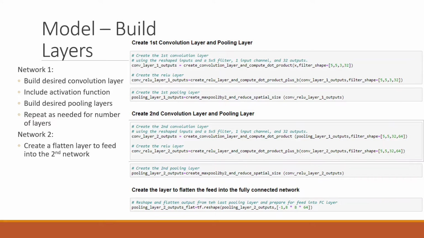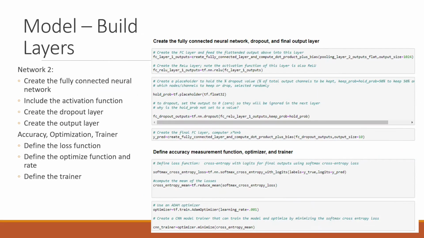Note that in this case, we performed 2 pooling layers, so our image size was reduced from 32 by 32 to 16 by 16, and then to 8 by 8. Therefore, the input to the flattening layer will be 8 times 8 times 64, with 64 being the number of outputs from the last layer. After the output from the last layer of the first network, the convolution network, is flattened, we can feed it into the second network, the fully connected neural network.